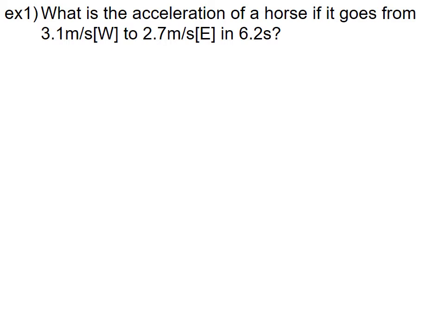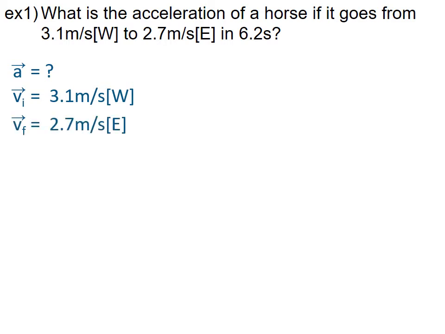Example 1, what is the acceleration of a horse if it goes from 3.1 meters per second west to 2.7 meters per second east in 6.2 seconds? So we are looking for the acceleration. We're told it starts at 3.1 meters per second west, so that's our initial velocity, and it's accelerating up to 2.7 meters per second east, so that will be our final velocity. And that all occurs over 6.2 seconds, so that is our time.